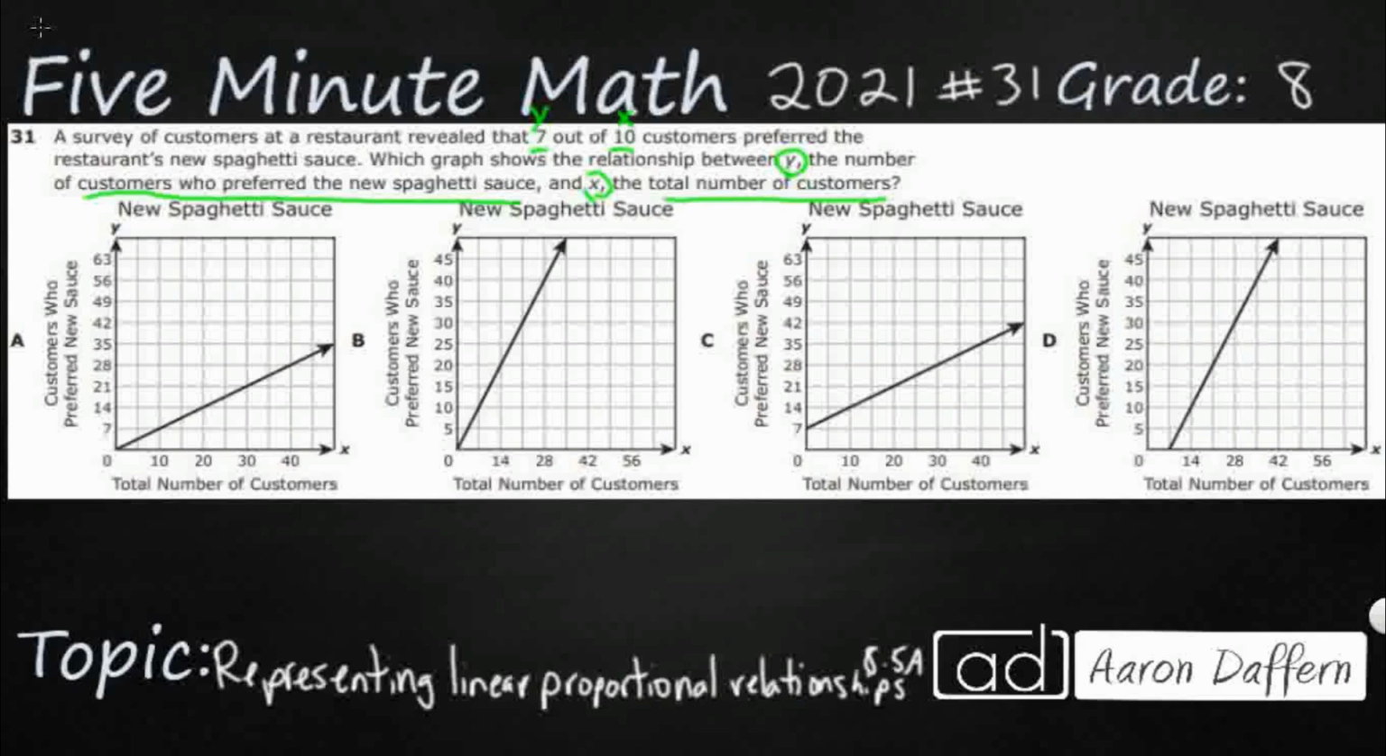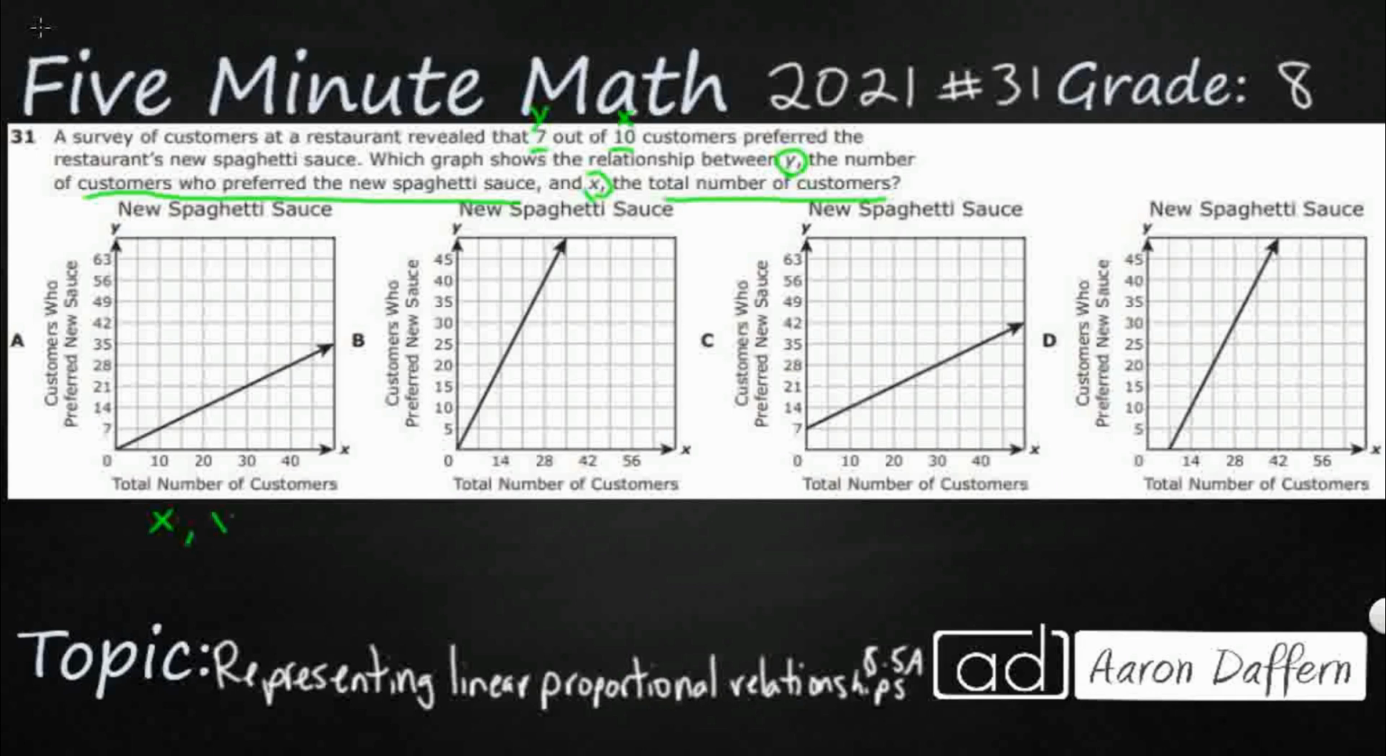And I guess since all of our options here are linear graphs, we're going to assume that this constant rate stays. Like if we asked 20 customers, we would get 14 and so on and so forth. So we're assuming that's representative. So how do we best represent this? Well, they actually give us our x, y coordinates.